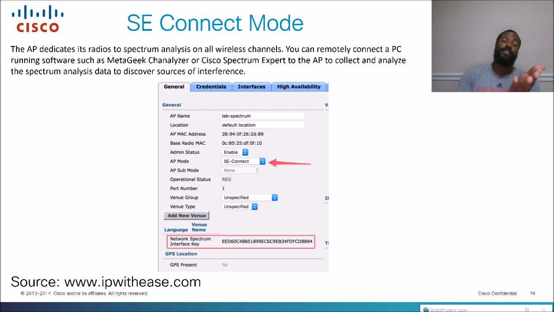Again, you log into the wireless controller and put that AP in SE-Connect mode, as indicated by this red arrow right here. Then you can remotely connect a PC running software such as MetaGeek Channelizer or Cisco Spectrum Expert to the AP to collect and analyze spectrum data to discover sources of interference. So basically you use this to troubleshoot your Wi-Fi network and things like that.